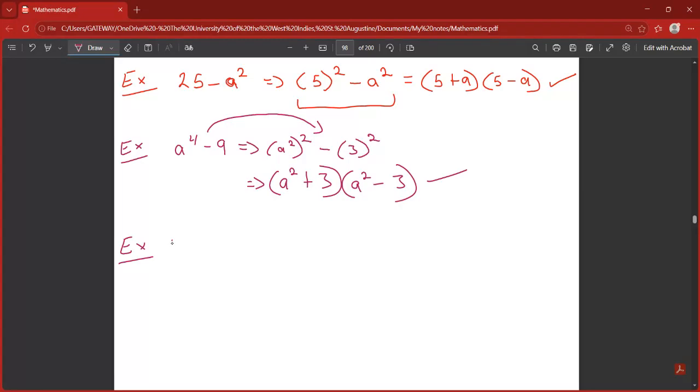Let's say you have 100 minus t squared. This can be written as, the square root of 100 is 10, so this will be 10 squared minus t squared. So this will be the first term, which is 10, plus the second term, which is t, times the first term, which is 10, minus the second term, which is t. And that's how you factorize the difference of two squares.